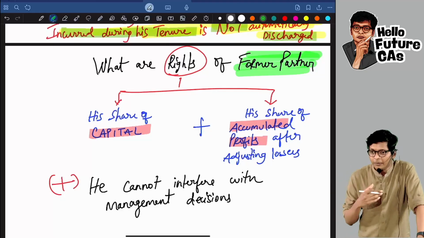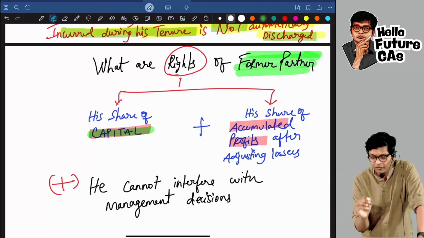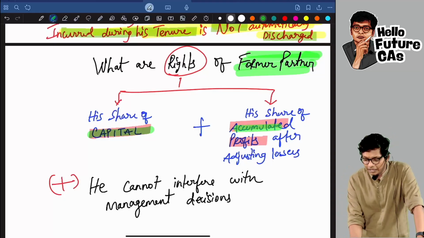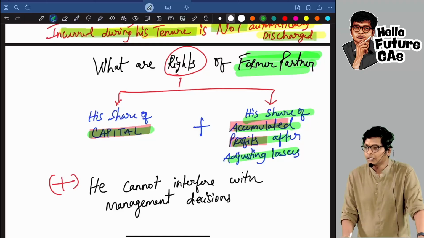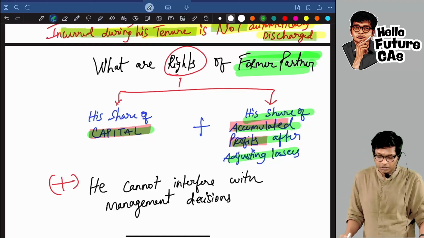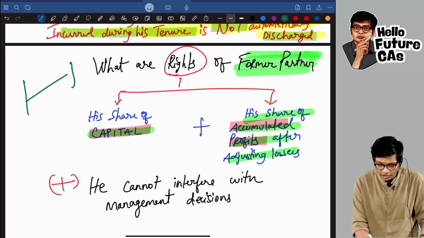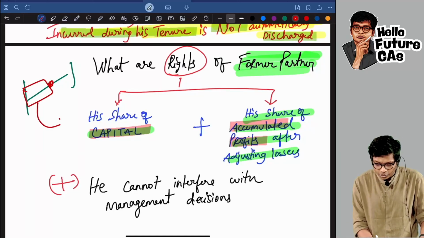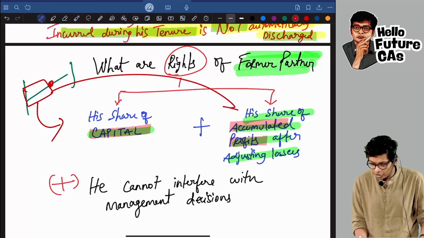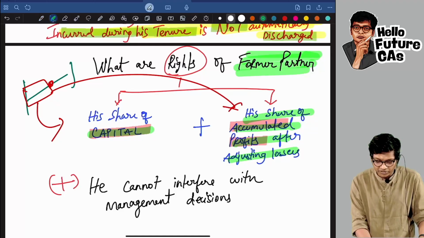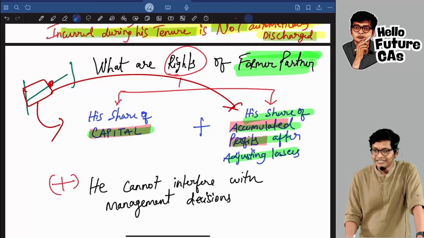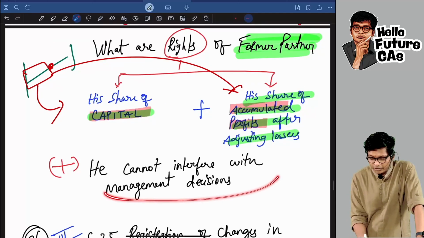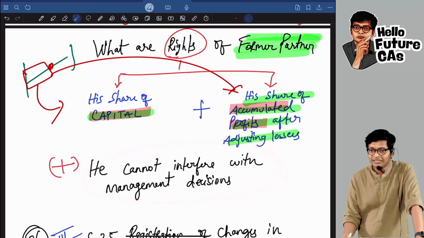Like that, a former partner's right is his share of capital. Give me what is due to me. Give my share of capital and accumulated profits after adjusting losses. Are you following, guys? That means, if I am leaving on this particular date, up to this day you can get your capital and your share of accumulated profits. Are you following, guys? Understanding? Hello? Clear, guys? Fine. And this person cannot interfere with the management decisions.